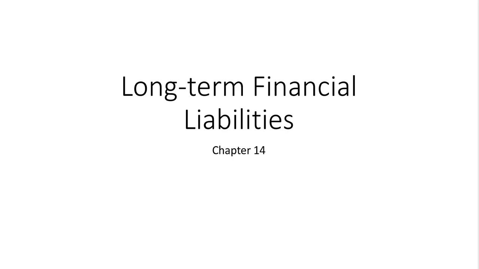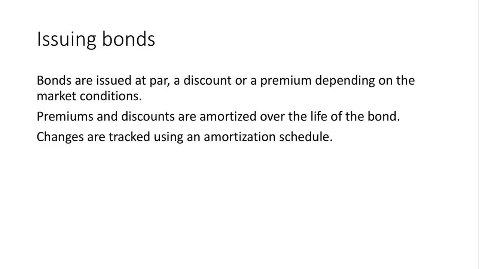Okay, let's go. We're going to look at Chapter 14, some of the key points. Remember that when you're issuing bonds, they can be issued at par, at a discount, or a premium, and it really just depends on the market conditions. We know that premiums and discounts are amortized over the life of the bond.